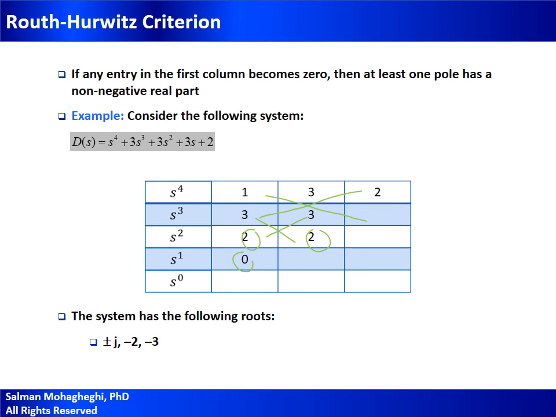Now if I use MATLAB to find the roots of the system, those would be plus minus j, negative 2, negative 3. Negative 2 and negative 3 obviously are stable roots because they are real and they are negative. However, plus minus j is a complex pole with a 0 real part. This would be a purely imaginary pole.